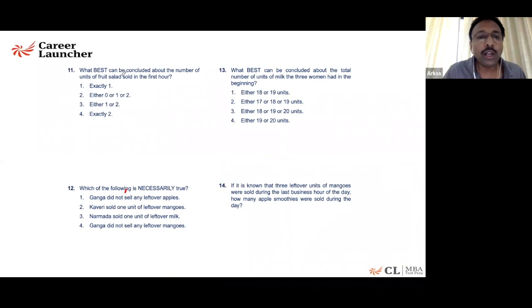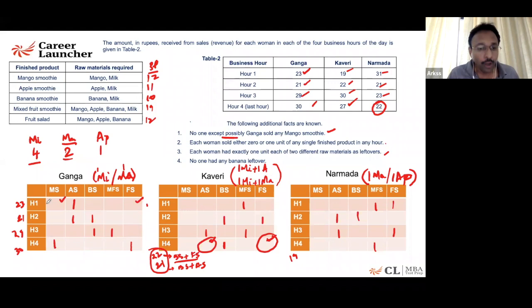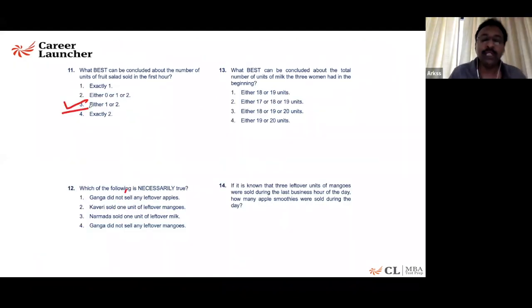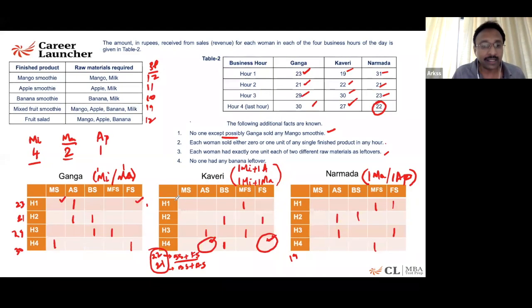Let's look at this. What best can be concluded about the number of units of fruit salad sold in the first hour? Fruit salad, this is guarantee one in the first hour. Here, either Ganga has sold the fruit salad or not sold. So either it is 1 or 2. This has to be the answer for this. It is not 0. It is minimum 1. Which of the following is necessarily true? Ganga did not sell any leftover apples.